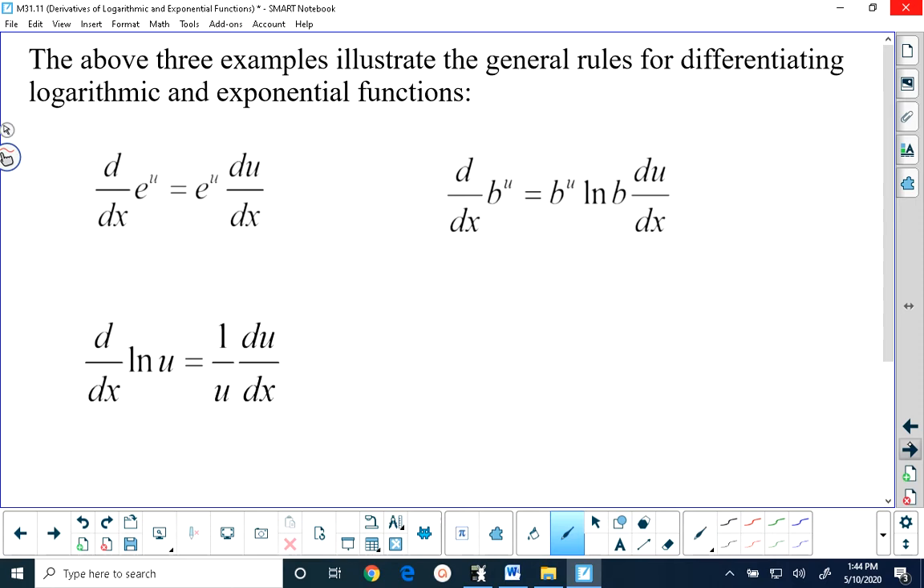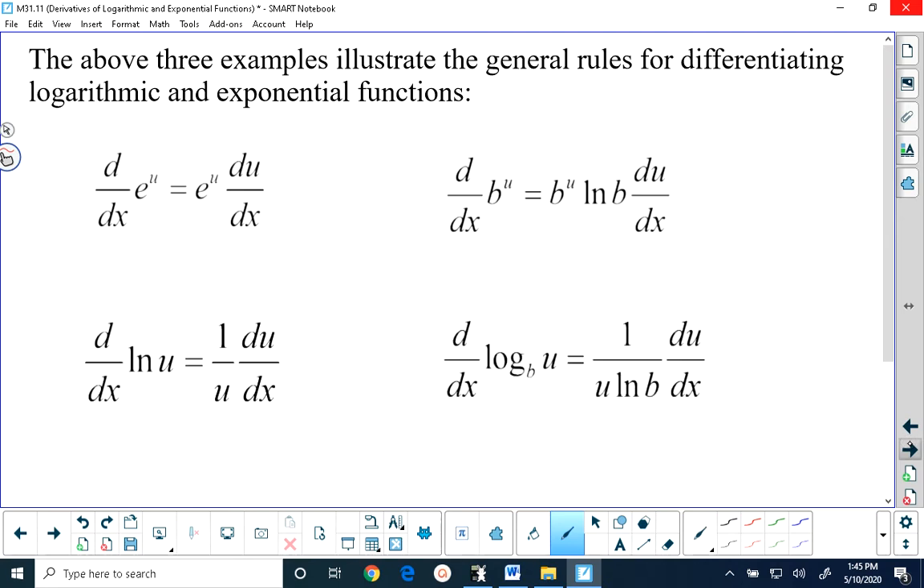At the beginning of this lesson in warm-up A, we learned that the derivative of the natural logarithm of x is 1 over x. Well, that must mean when we combine that with the chain rule, the derivative of the natural logarithm of u is 1 over u du dx, where u is a function of x. In other words, you multiply by the derivative of the argument.